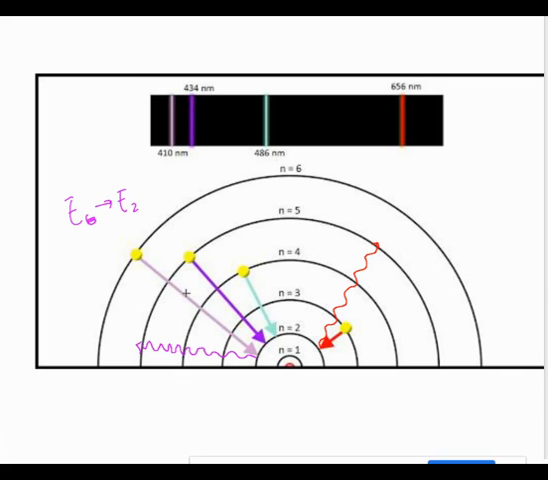Okay, and so if you put that all together for hydrogen, this is called the emission spectrum of hydrogen. It just shows all the different wavelengths that we can see that are given off by these transitions of electrons.